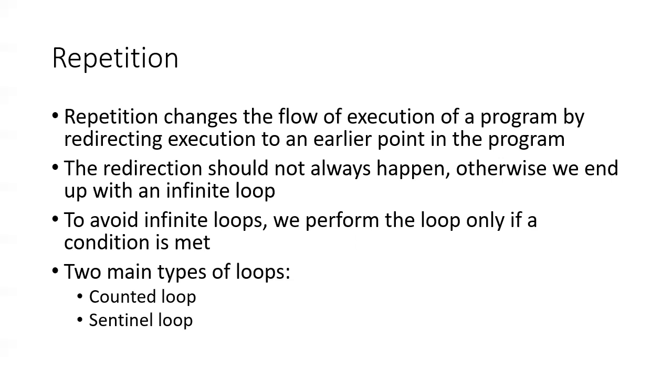So that's a counted loop. We knew that before we started, we're going to do 20. The other type of loop is a sentinel loop. Before we start the loop, we don't know how many times. The user's going to tell us when we've done it enough times.